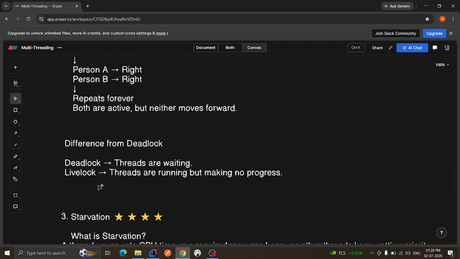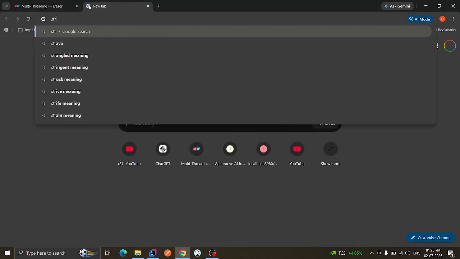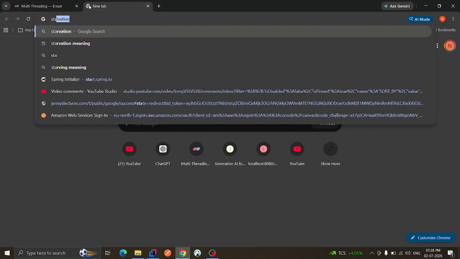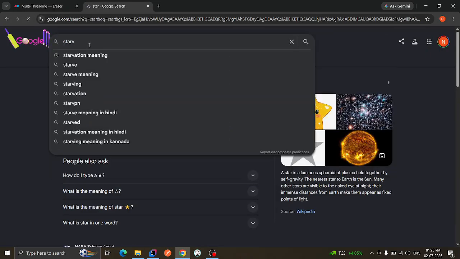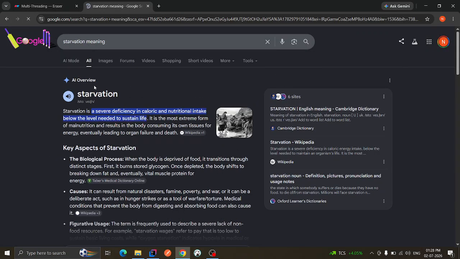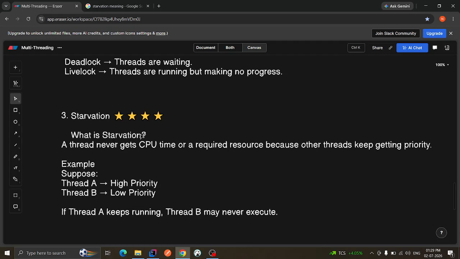Now let's understand what is starvation. If you try to search the meaning of starvation, what does it say? Severe deficiency in caloric or nutritional intake. That means there is some deficiency. So here also in starvation, the thread will not get CPU time or the required resource. Why? Because other threads will keep getting the priority.